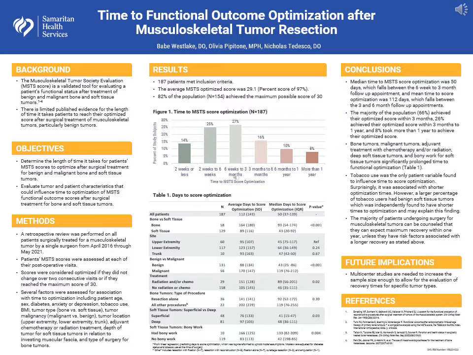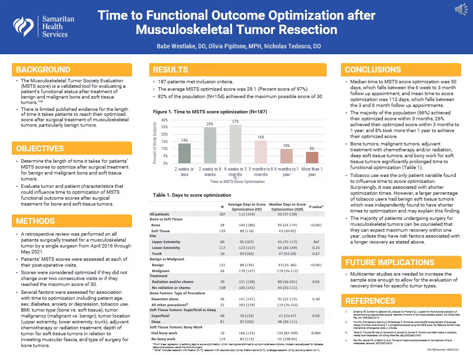You can see depicted in Figure 1 that the vast majority of patients achieved their optimized score less than a year after surgery. In Table 1, you can also see that bone tumors had a significantly higher time to score optimization, and malignant tumors also had a significantly higher time to score optimization. Soft tissue tumors that had bony work also had a significantly higher time to score optimization compared to soft tissue tumors that required no bony work.